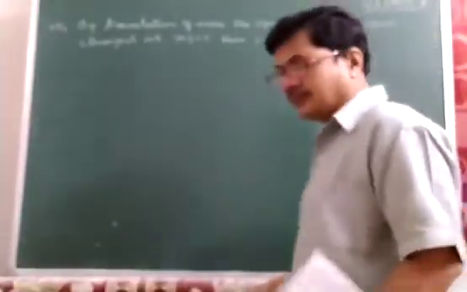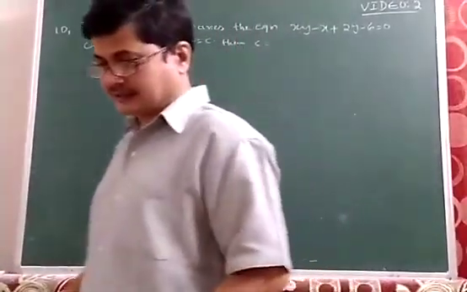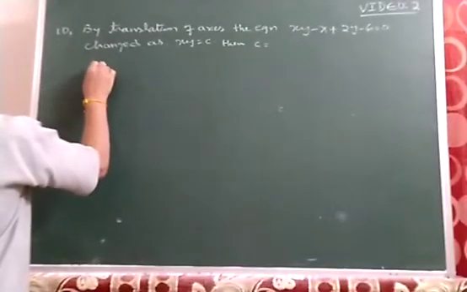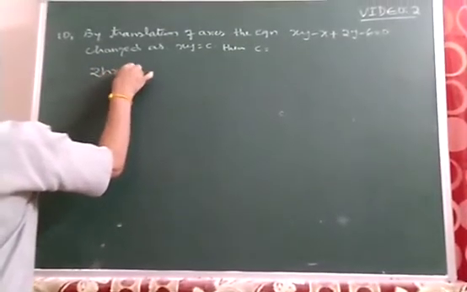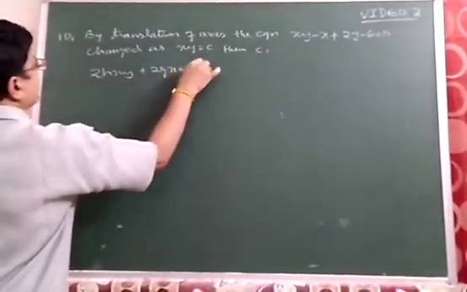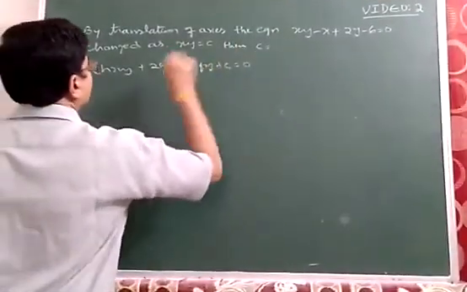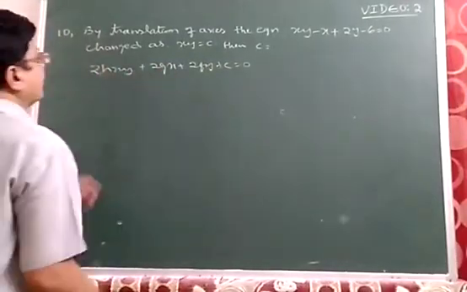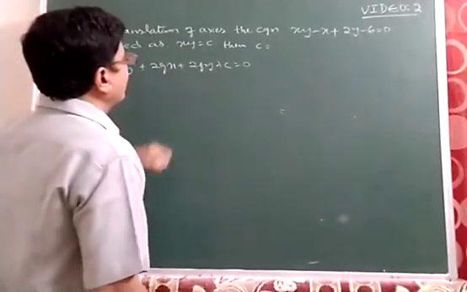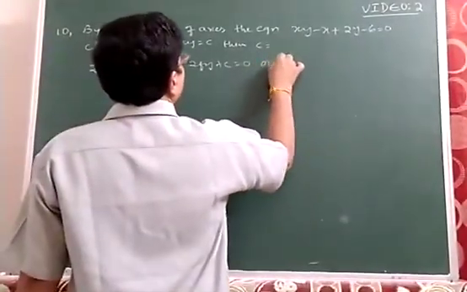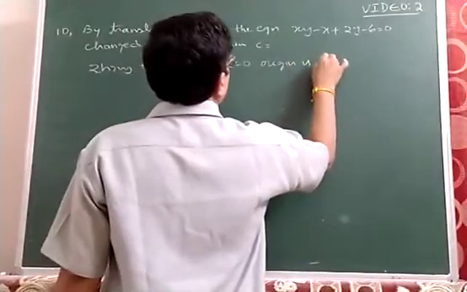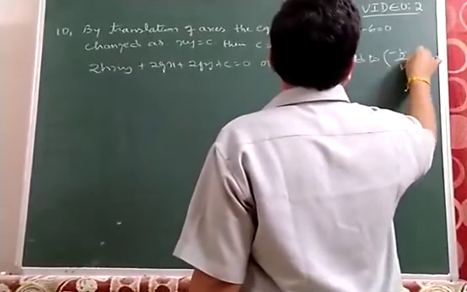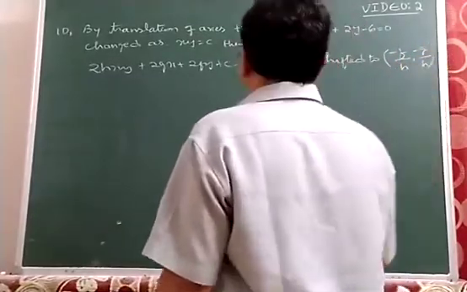Then what is c? So first of all we find the new origin. The given equation is compared with ax square plus 2hxy plus by square plus 2gx plus 2fy plus c is equal to 0. In this equation, the first degree terms are removed when the origin is shifted to minus f by h, minus g by h.